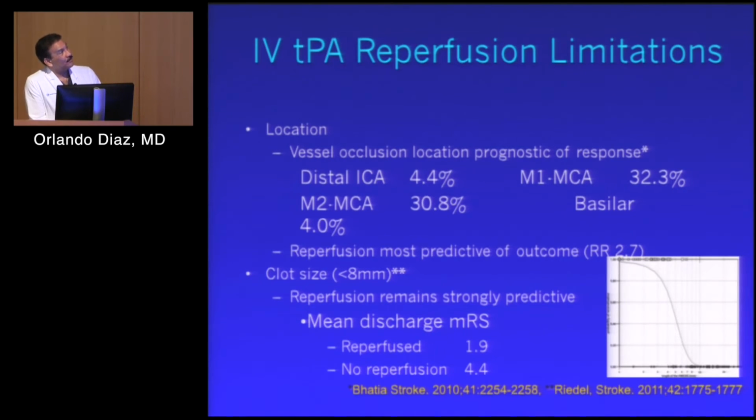And also, what are the reperfusion limitations? In the distal ICA only 4.4% can be opened with TPA because it's a big blood vessel. M2 is 30%. M1, the most common, 30%. So in 70% of M1 occlusions, the most common, TPA doesn't work. If the clot size is less than 8 millimeters, it's good. But sometimes it's more. So why waste time giving TPA, or if we're giving TPA, at least have it working while the patient is being transferred.